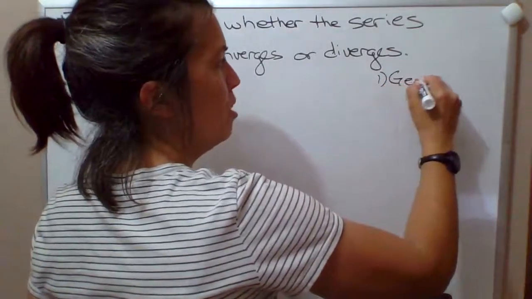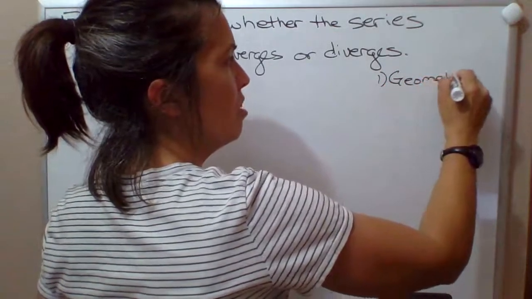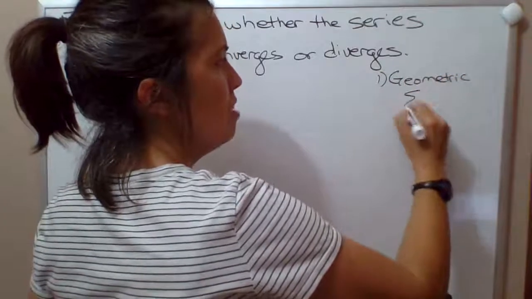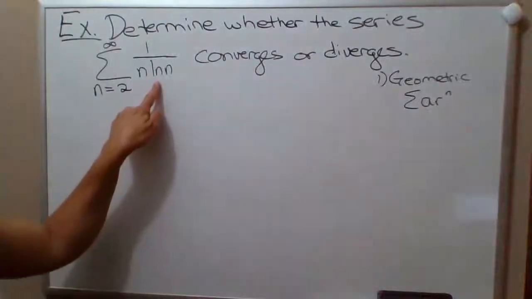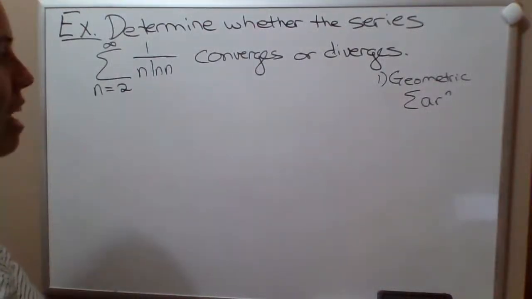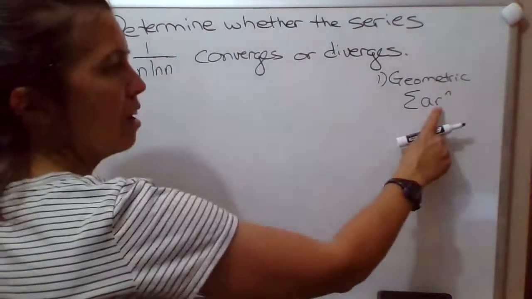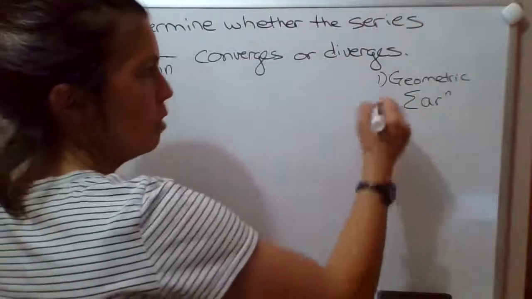so first we talked about geometric series, which are series of the form a times r to the n. This expression right here certainly doesn't have that form. For a geometric series, we want a constant base raised to the n. That's not what we're looking at here.